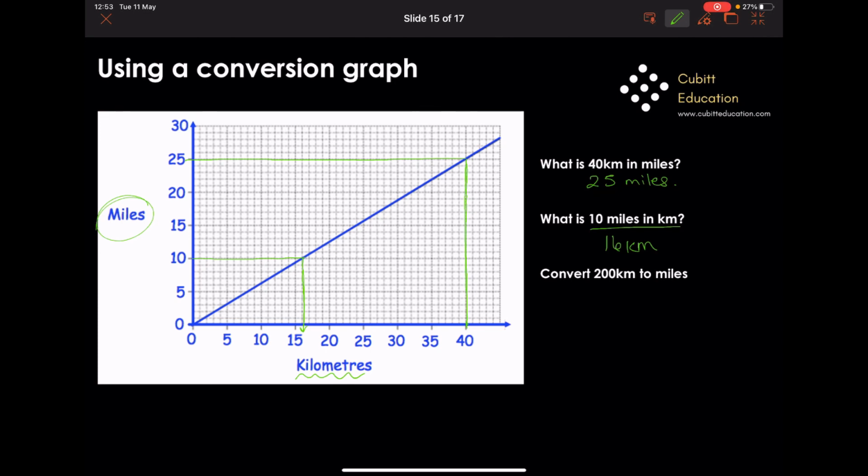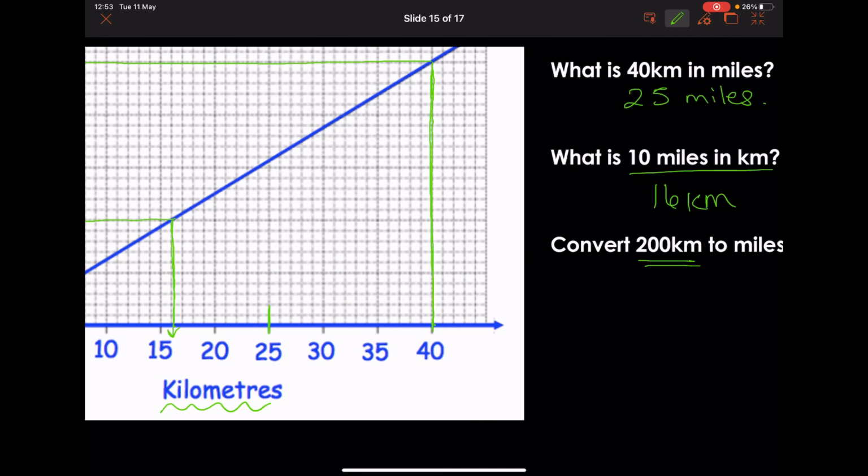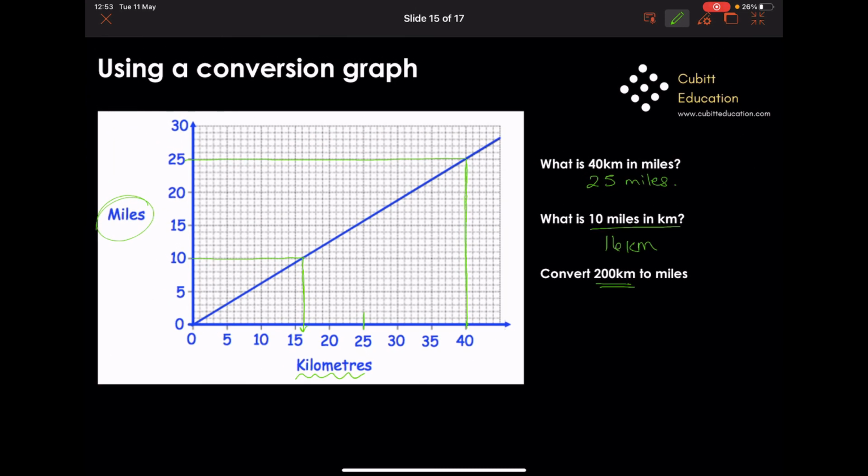Finally, it asks you to convert 200 kilometres to miles. What I'm going to do is I can't use the graph just on its own. I will have to use some measurements from it, but not all. I know that 25 goes into 200. So I'm going to go from 25 kilometres up to my line. And as you can see, it's about there, which is 16. So 25 kilometres equals 16 miles.